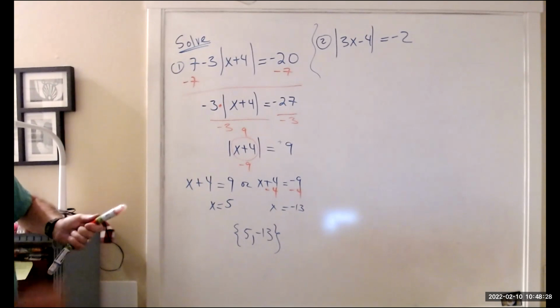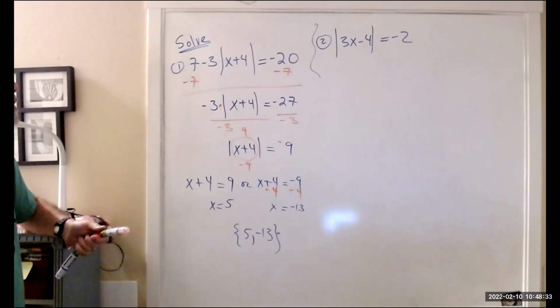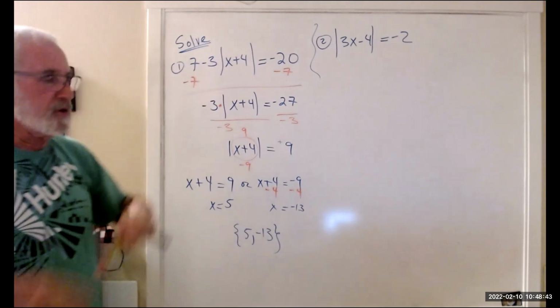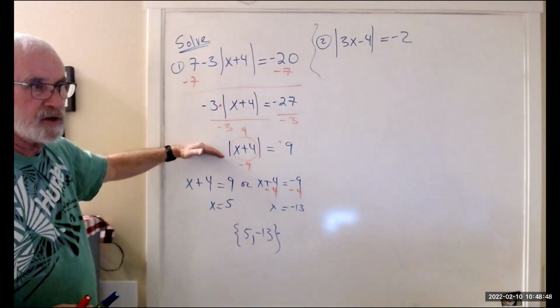Any questions on that? That's pretty standard. And actually, the truth is the absolute value equations that you might find in MOM are much simpler than this. Okay. But the key was first, isolate the absolute value quantity, then split into two problems, and that's where you get your two answers.